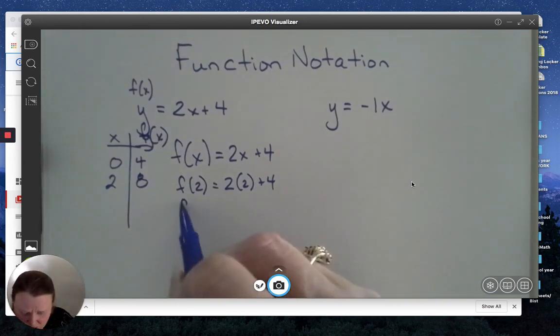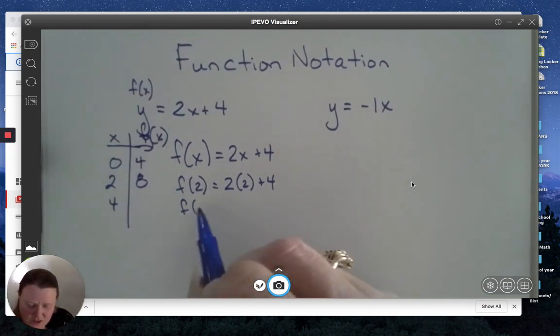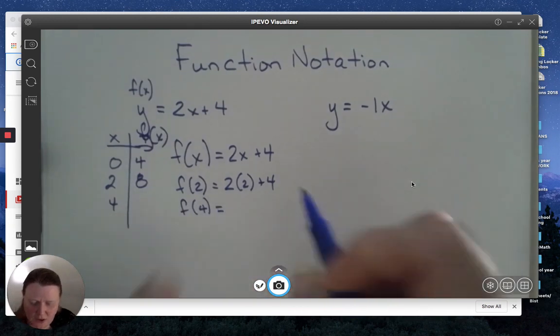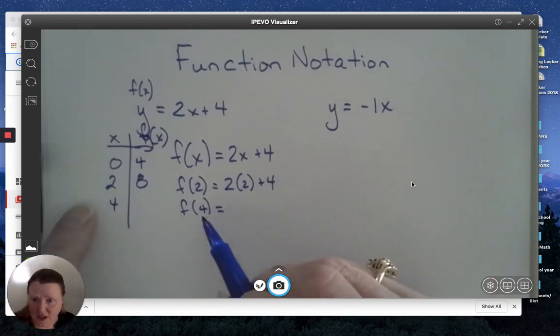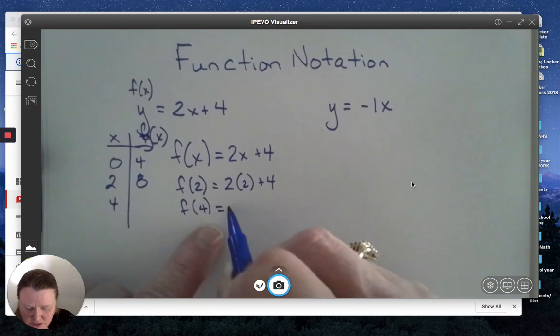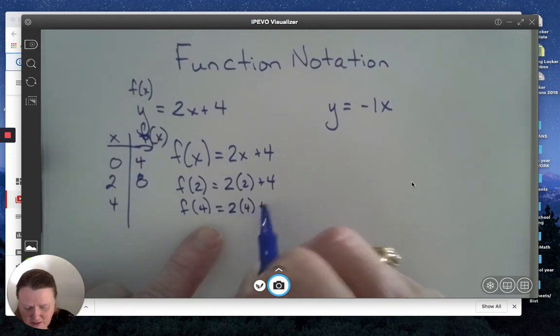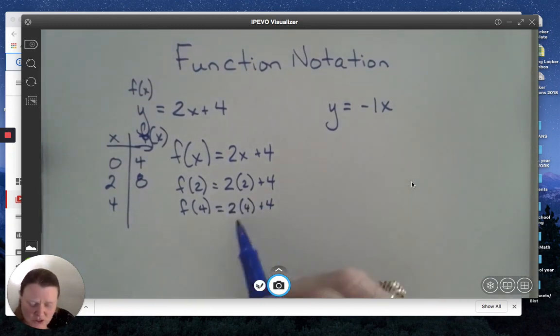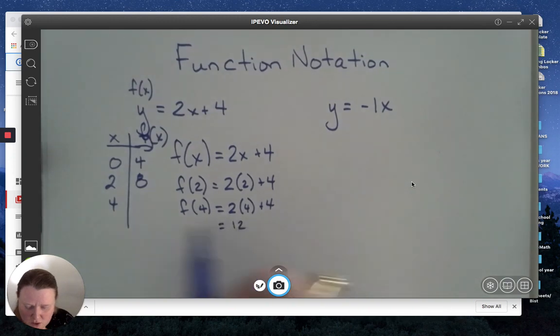And we could continue as we fill out our table. Maybe I wanted to give you 4 examples in the table. As you substitute in the number that you want to put in for x, you substitute it in both places for the x, and then you just work it out. So 2 times 4 is 8, plus 4 makes that 12.